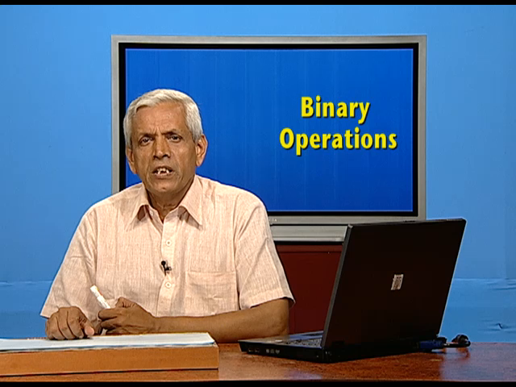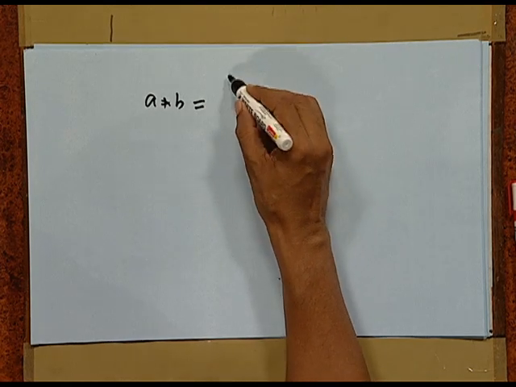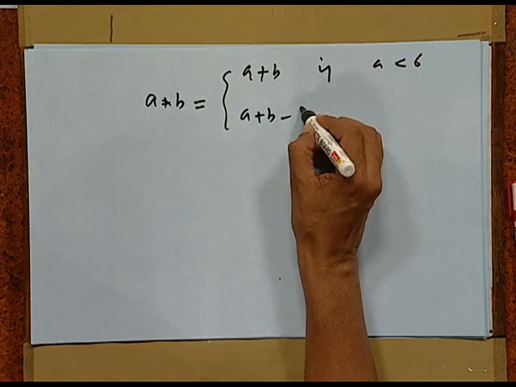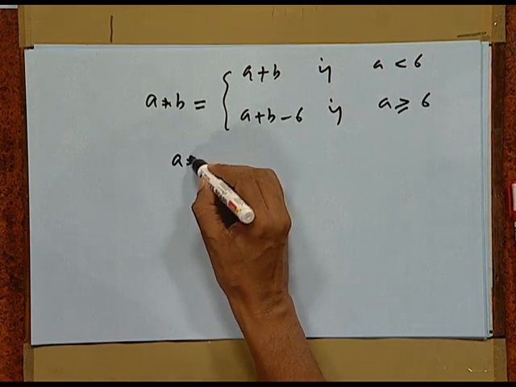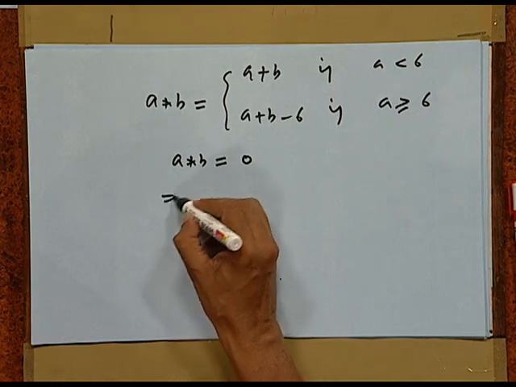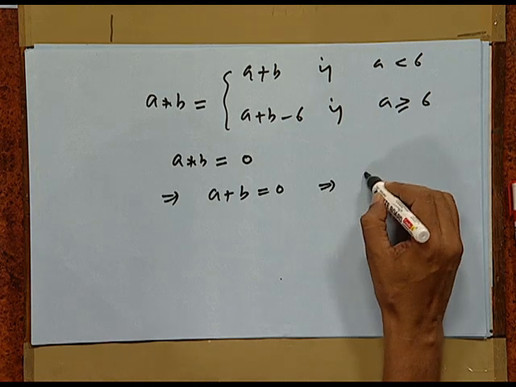Our next task is to find the inverse of a when a is non-zero. Suppose inverse of a is b. We have a star b is equal to a plus b if a plus b is less than 6, and a plus b minus 6 if a plus b is more than or equal to 6. But we want a star b to be equal to 0, that is e. This means a plus b should be 0, which gives b is minus a, but minus a finds no element in the given set. So, this would not work.